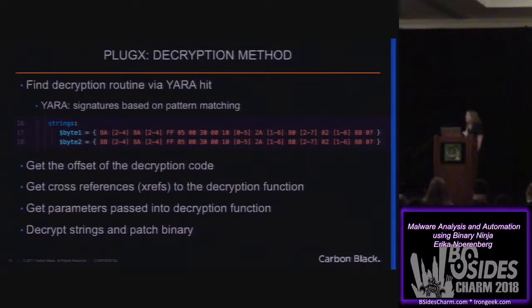So the decryption method. So how do we identify this? If you do malware analysis, most of you are probably familiar with YARA. They call it the pattern matching Swiss Army knife. Basically, you can key off of ASCII strings, or you can do regex, or you can actually specify bytes with wildcarding. So here, this is actually the string decryption signature that I'm using.